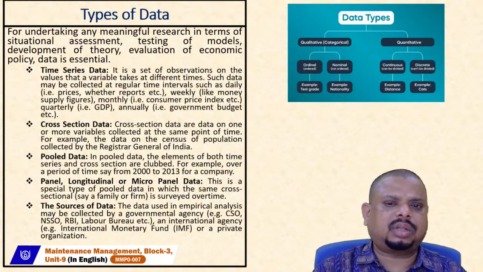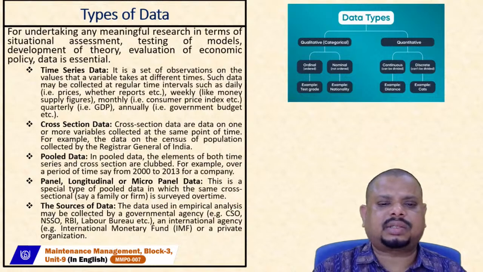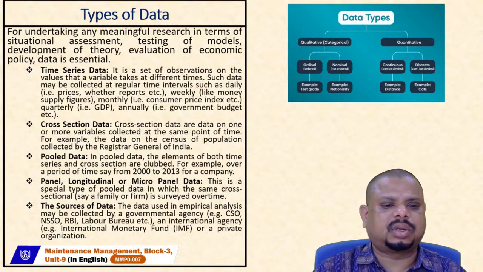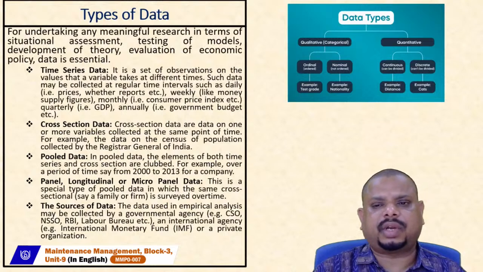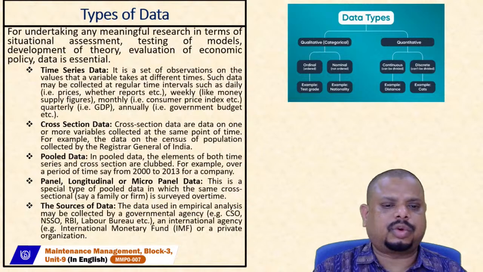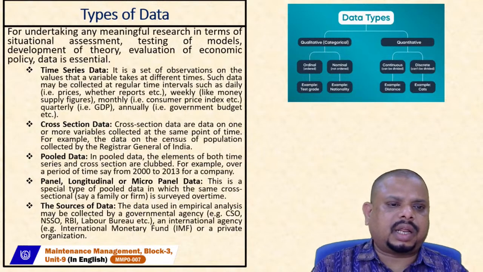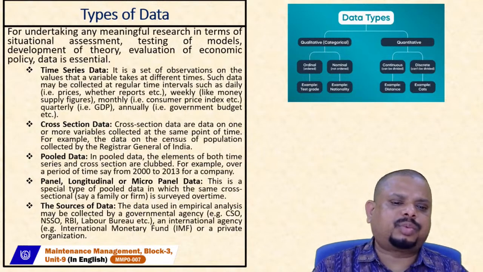So moving to the next one, we have cross-section data. These are data on one or more variables collected at the same point in time. Let's take the example of the census of population collected by the Registrar General of India. This is a typical example of cross-sectional data used for implementing various policies in the states and countries.